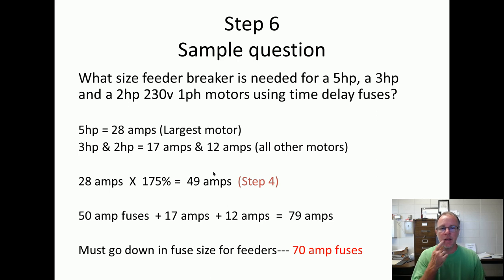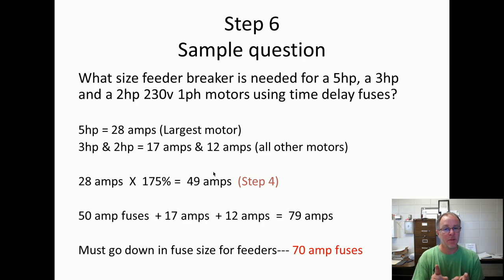Sample question here, same as the step 5 question: a 5 horse, a 3 horse, and a 2 horse. The largest motor is the 5 horse. So we're going to take the 28 amps and we're using dual time delay fuses. So time delay fuses, if you do step 4, we've got to multiply it times 175%. We get 49 amps. So we're using 50 amp fuses. 50 plus 17 plus 12 gives us 79.